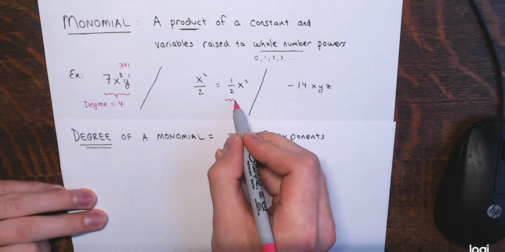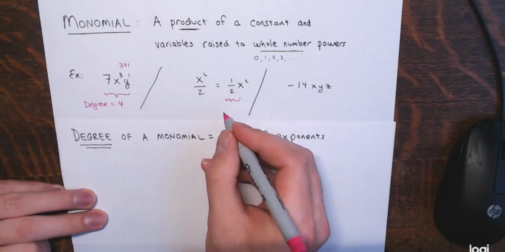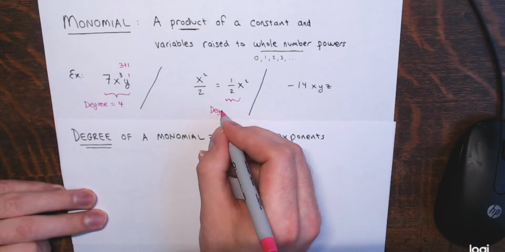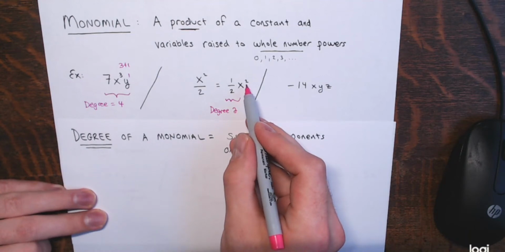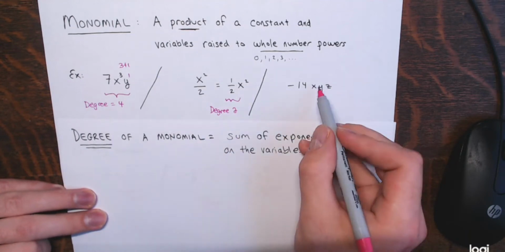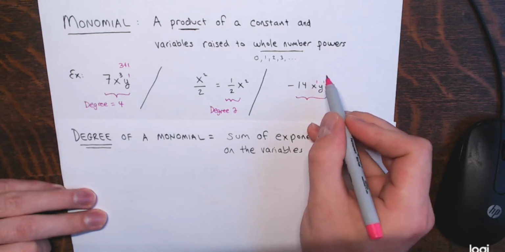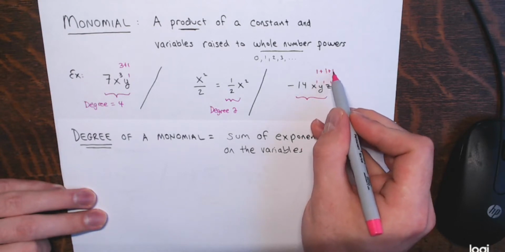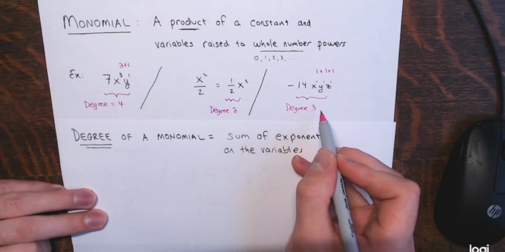This one, the x squared divided by 2, or the half x squared, same thing. This would have degree 2, right? Because the only exponent on a variable is 2. And then this last example, that's x to the first, y to the first, z to the first, 1 plus 1 plus 1. This is a degree 3 monomial.